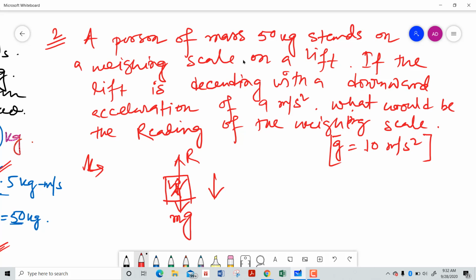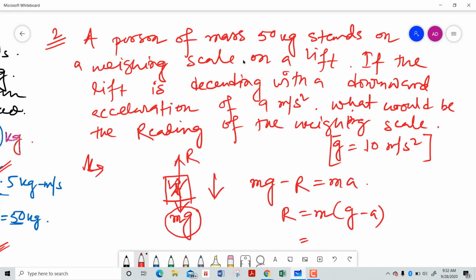The lift is accelerating in the downward direction. That means my weight is greater than the reaction force. So mg minus R equals mass into acceleration. So the formula for R is R equals m into (g minus a). Here mass equals 50 kg, g equals 10, acceleration equals 9. So I will get 50 newtons. That's a very good answer, all of you.